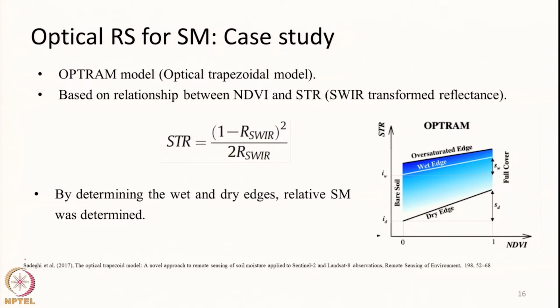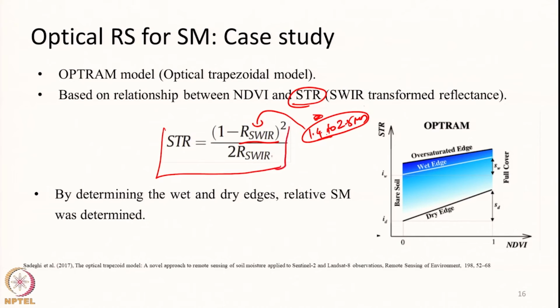The authors used what is known as the STR, that is the SWIR transformed reflectance. We have the surface reflectance data in the SWIR band, typically lying between 1.4 and 2.5 micrometer. If we measure the surface reflectance, we transform it into a scaled variable, say (1 minus reflectance) the whole squared, divided by 2 times the reflectance. This is the STR, the transformed reflectance.